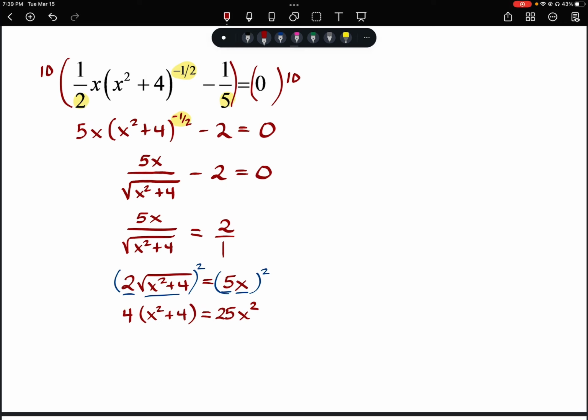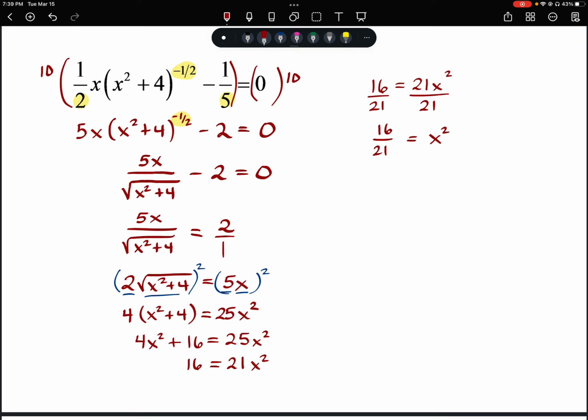And now we could take it here, and it's much more basic now. I'll distribute our 4 through. We've got 4x squared plus 16 is equal to 25x squared. And if we subtract 4x squared from each side, we should have 16 is equal to 21x squared. All right, I'm just going to rewrite it up here. 16 equals 21x squared. Get rid of the 21. And we now have x squared is equal to 16 over 21.